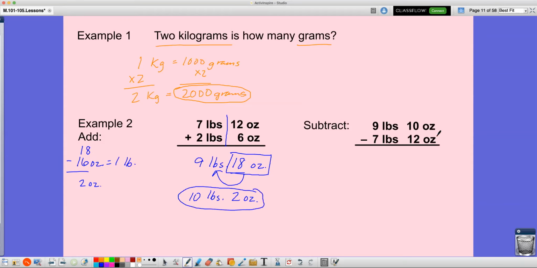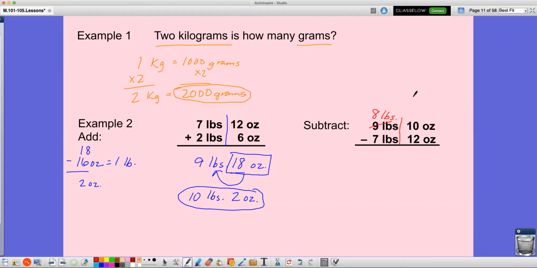You have to use that same technique when you're subtracting. So let's look at this 9 pounds 10 ounces minus 7 pounds 12 ounces. What do you notice? Again, these are two separate sides in a sense, but you notice this 10 minus 12 doesn't work. We don't want to have negative ounces here. So what do we have to do? We have to borrow from this side. We have 9 pounds over here minus 7 pounds, but we can borrow 1 pound and make that 8 pounds.